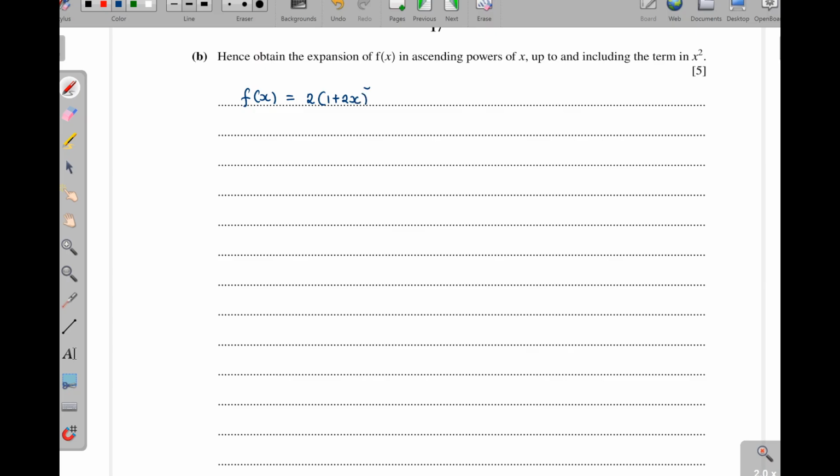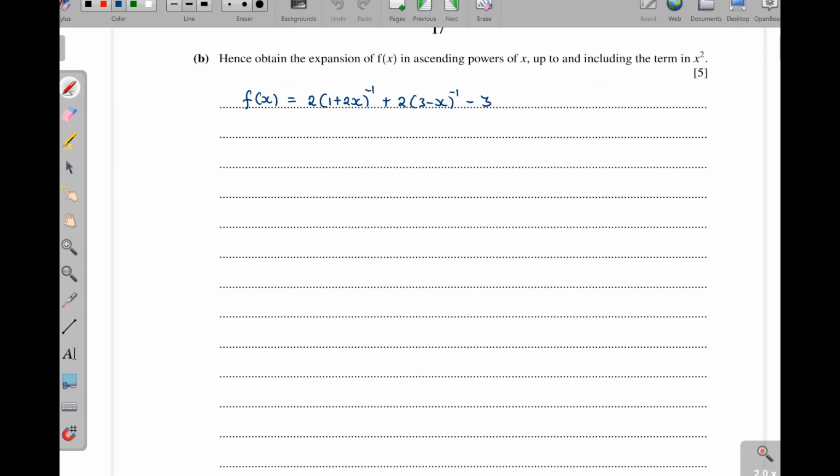Using rules of indices, this one will become power negative 1, then plus again 2, then 3 minus x to the power of negative 1. And then I think we have, is it minus 3? Yes, minus 3. Then 3 minus x to the power of negative 2.